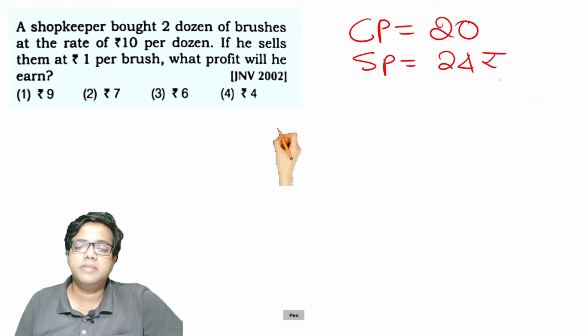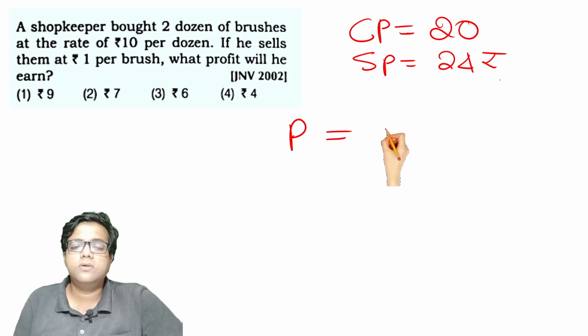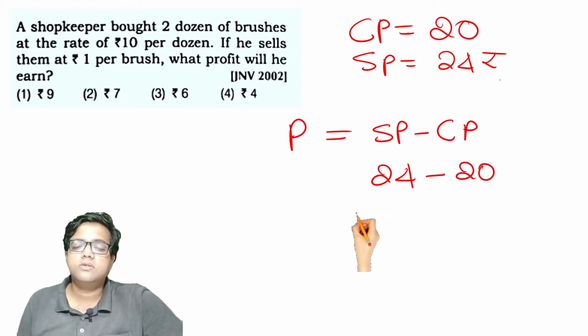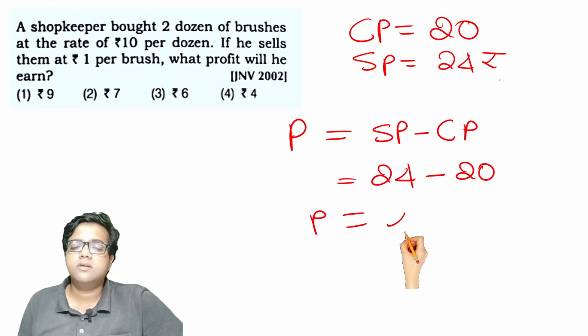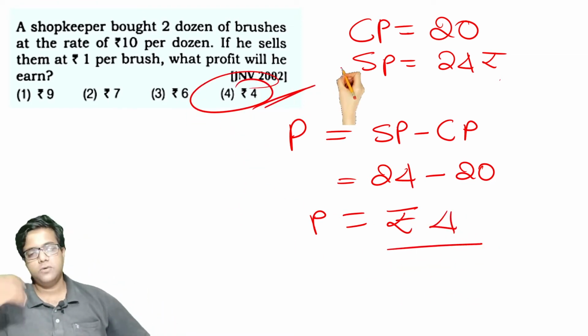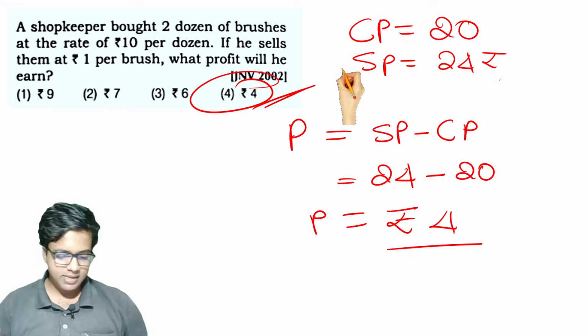Now we need to find the profit. What profit has he made? The profit is equal to selling price minus cost price. Selling price is 24 rupees and cost price is 20. So we get profit as 4 rupees. 4 rupees is the right answer. Option 4 is the right answer for this question.